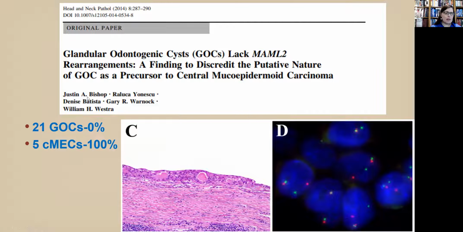And so a study by Justin Bishop et al. looked at 21 GOCs, or glandular odontogenic cysts, and 5 central mucoepidermoid carcinomas, which are not terribly common. Using a dual-colored break-apart FISH probe, you can see that we do indeed have positivity in our central mucoepidermoid carcinomas, but none of the GOCs were positive.